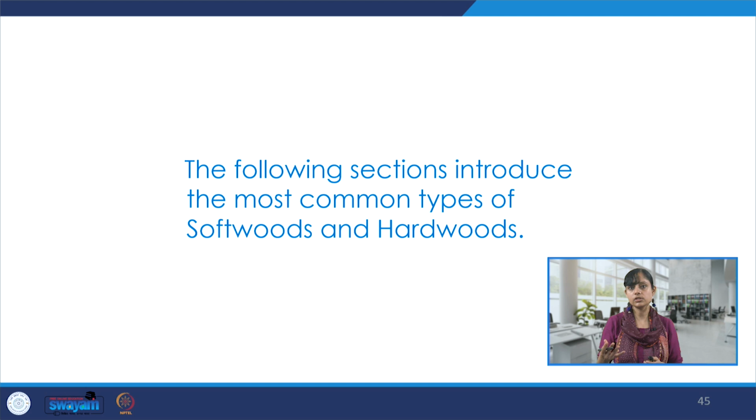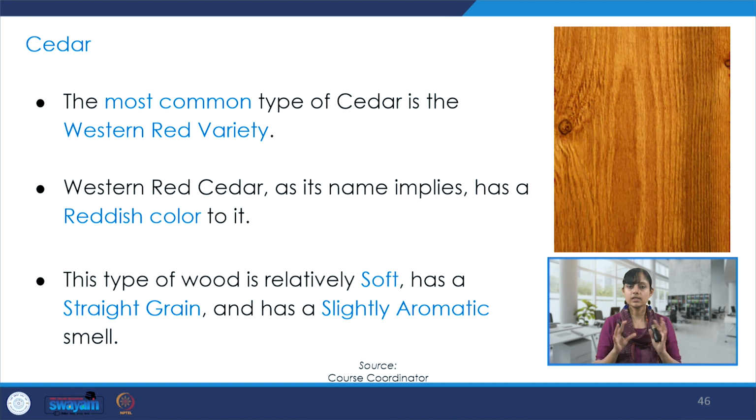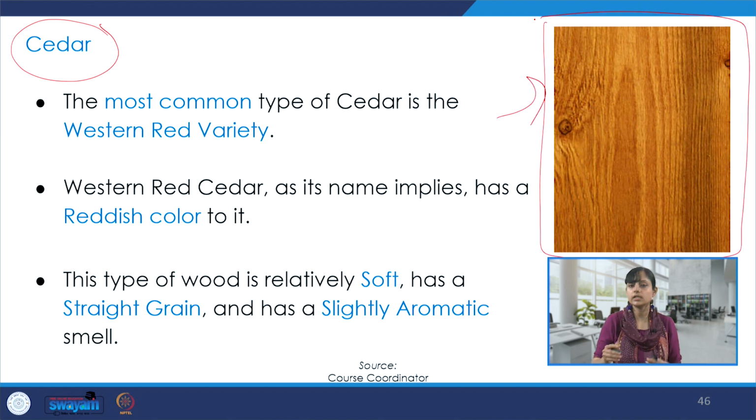So now the following section is going to introduce the most common types of softwoods and hardwoods, and let us try to understand the applications within interior design projects. Starting with the softwoods, I'll focus on cedar, and the most common type of cedar is the western red variety. This is one image that can help you understand how cedar looks. The western red cedar, as its name implies, has a reddish color. It's of course a softwood, it has a straight grain and it is slightly aromatic, which can be used for very specific projects capitalizing on this aromatic smell of cedar.